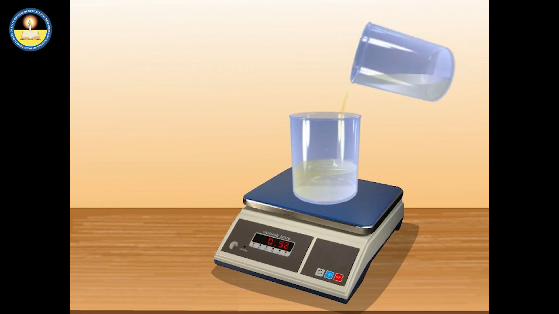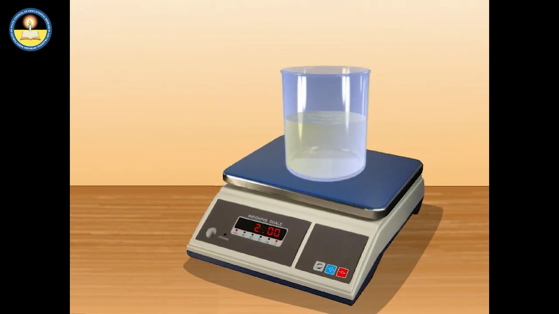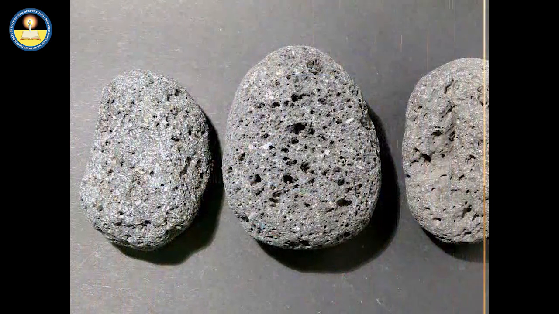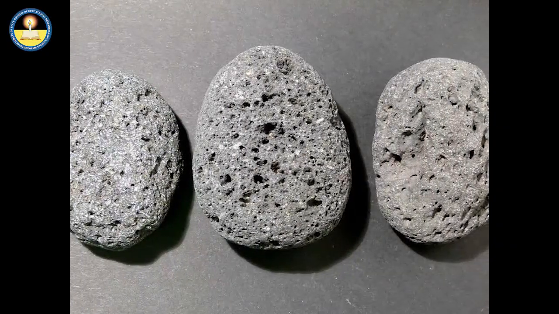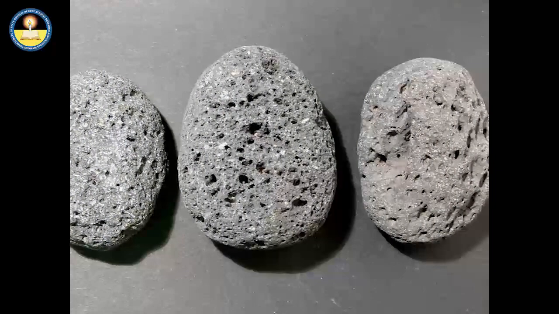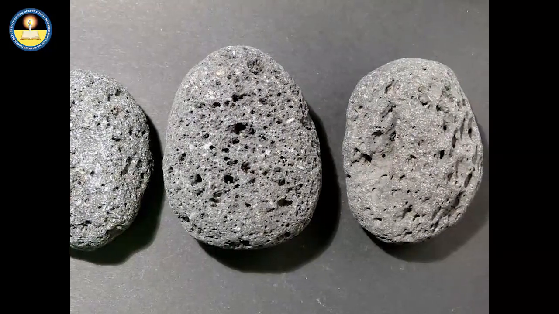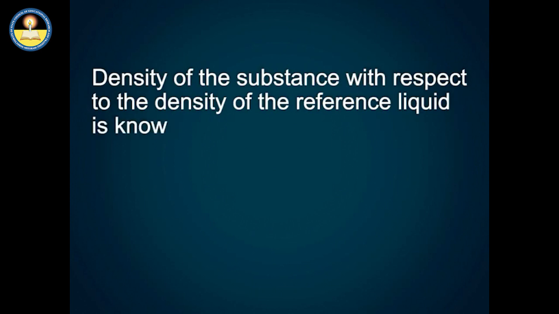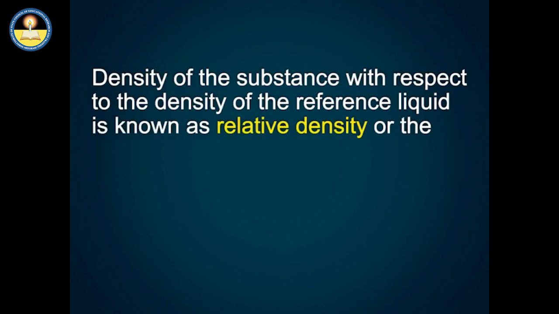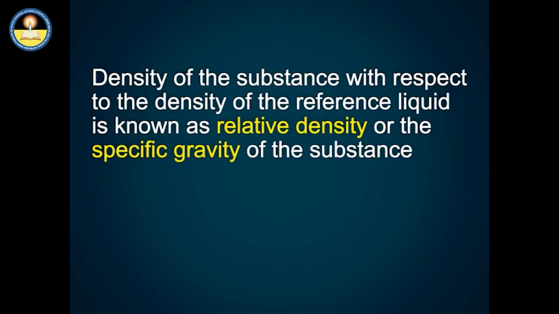Mass of any object can be determined easily by using a balance. But when the object is irregular in shape, it is difficult to measure its volume accurately. In such cases, instead of measuring its density, we determine the density of the substance with respect to the density of the reference liquid, which is known as relative density or the specific gravity of the substance. Since it is the ratio of two similar quantities, it has no unit.